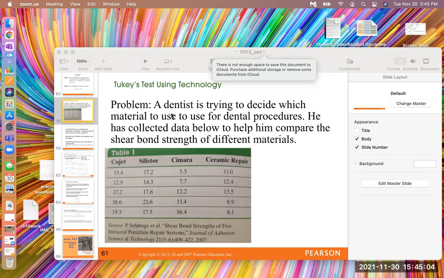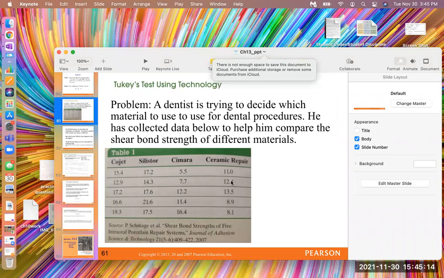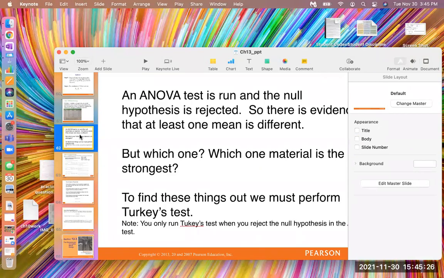So he's comparing the strength of these 4 different materials: Cojet, Silistor, Simara, and ceramic repair. He enters all this information into the ANOVA test, and he finds that we reject the null hypothesis in the ANOVA test. So that means there's evidence that at least one of those means is different. But which one, and which material is the strongest? To find these things out, we run Tukey's test.